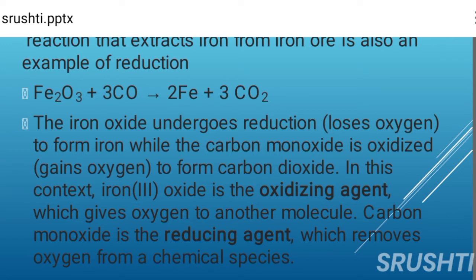In this context, iron oxide is the oxidizing agent, which gives oxygen to another molecule. Carbon monoxide is the reducing agent, which removes oxygen from a chemical species.